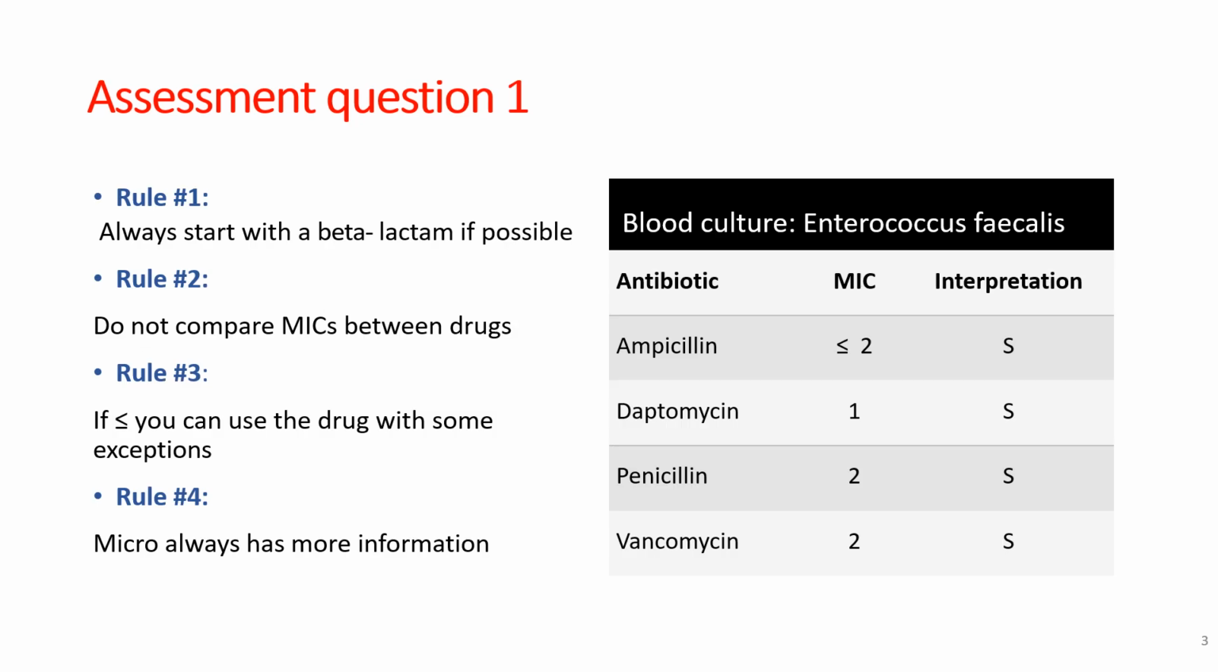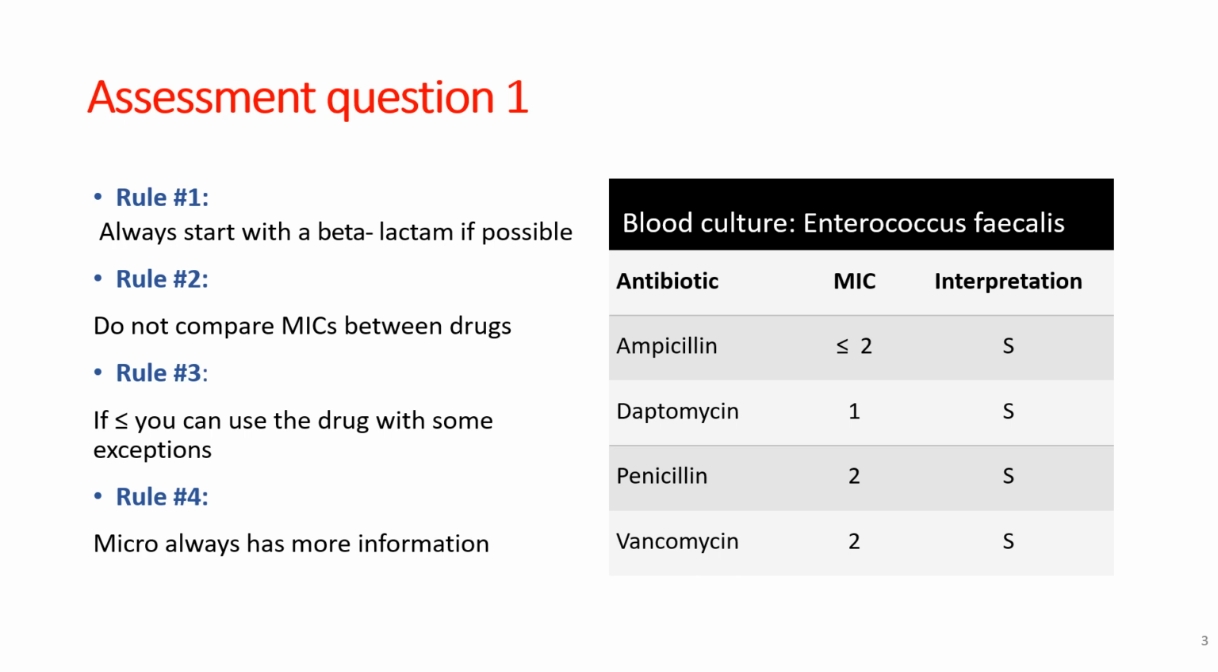Rule number 1, always start with the beta-lactam antibiotic if possible. Rule number 2, do not compare MICs between drugs. Rule number 3, if an antibiotic is sensitive, you can still use the drug, but with some exceptions. And rule number 4, microbiology always has some information, so refer to the microbiology testings.